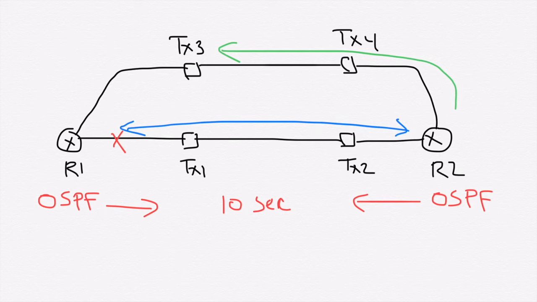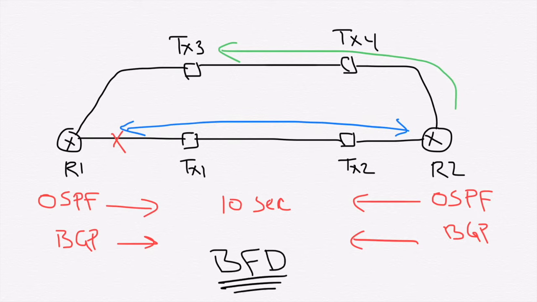Networks that carry sensitive traffic need to restore services and traffic quickly, in less than 1 second. The OSPF hello mechanism is not enough for that, and the same goes for BGP. The solution to quickly detect failures between devices that are not physically connected to each other is BFD.